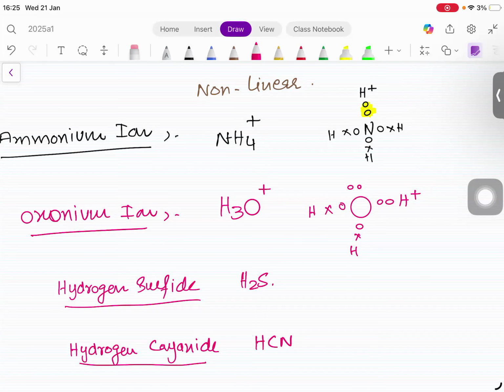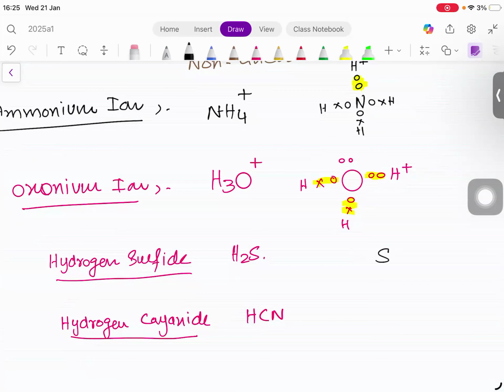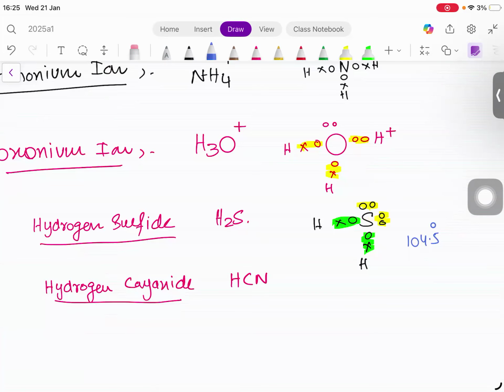And then H2S, quickly, please. Non-linear. Here, 1, 2, 3, 4, 5, 6. So here is the bond, here is the bond. How many bond pairs? Two. And how many lone pairs? Two. What is the angle? 104.5. And what about the last one? Linear. Why?